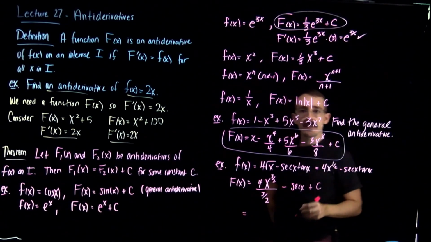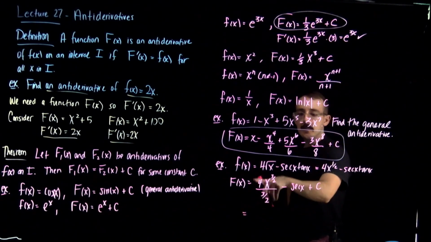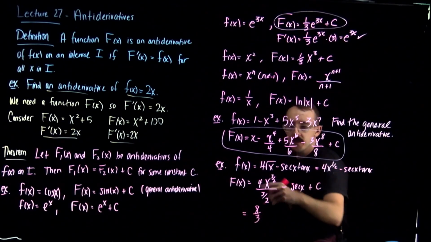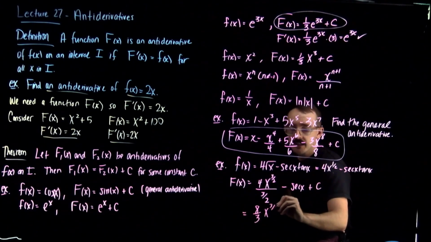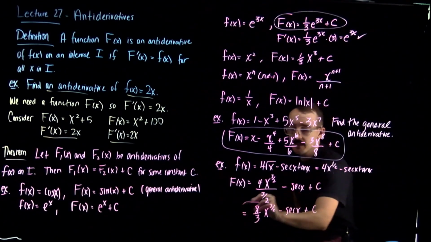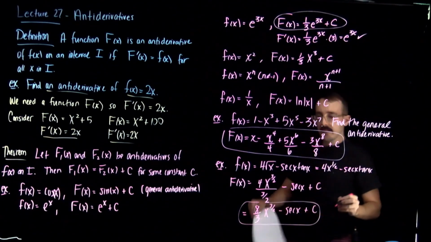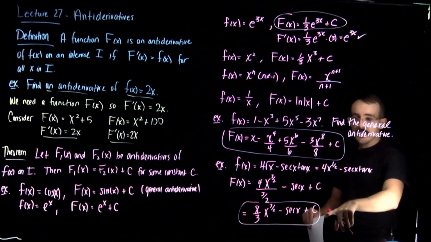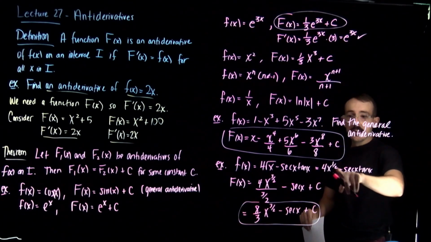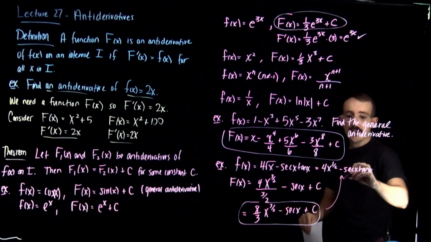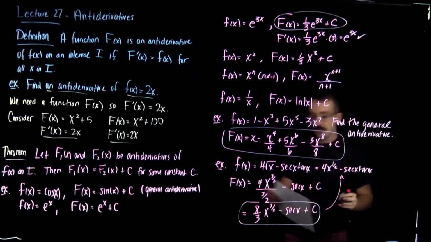I really don't want to leave it like this. So I'm going to flip this up here, and I'm going to get 8 over 3. If I flip up and multiply, 8/3 x to the 3/2 minus secant x, and then plus c. So this will be my general antiderivative. And remember, you can always take the derivative of your answer to check and make sure you get the original. So if you took the derivative of this, you should get back to where you started again, and you do.